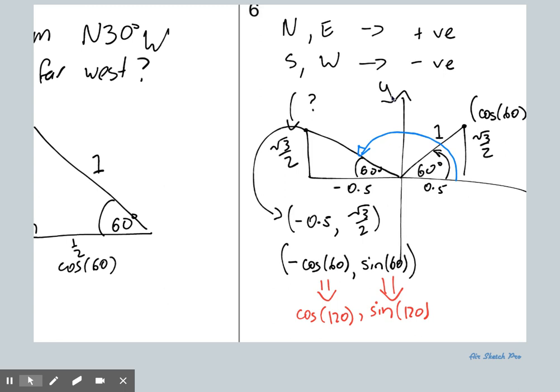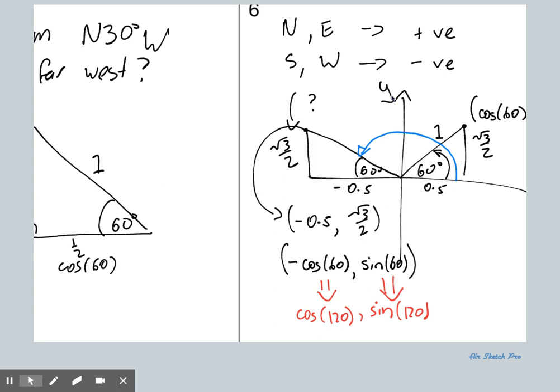Okay, and you'll find also on your calculator, if you go the sine of 60, you'll get a value, and then if you go the sine of 120, you'll get exactly the same value, because it's exactly the same distance up. She hasn't changed direction there, has she? She's gone up in both instances.